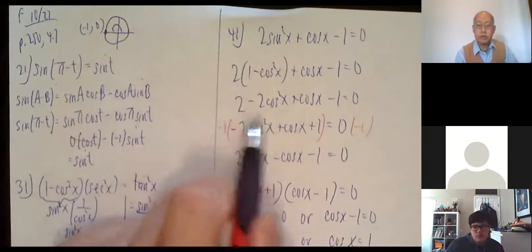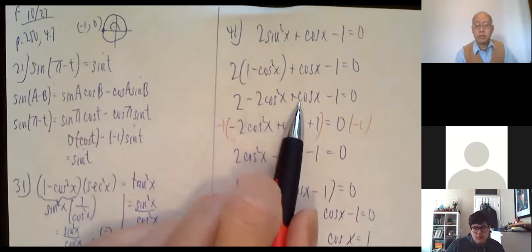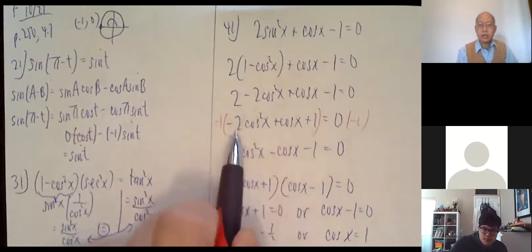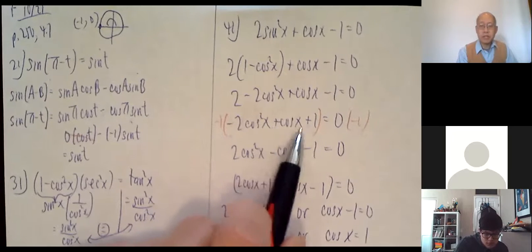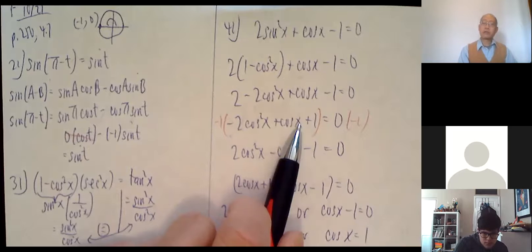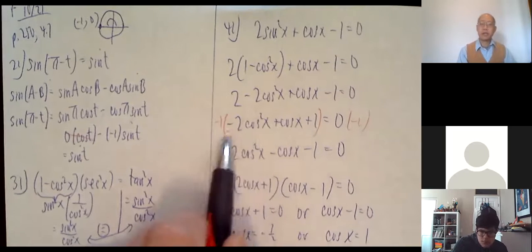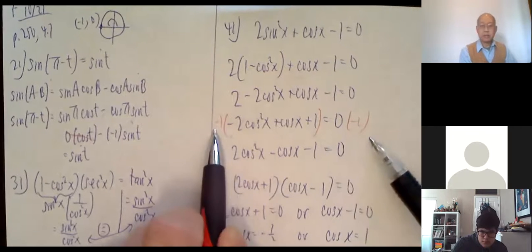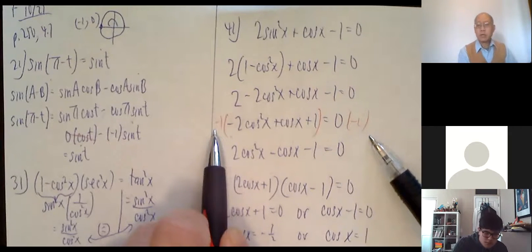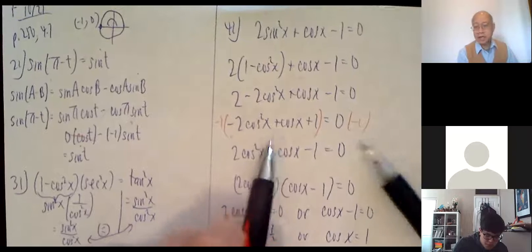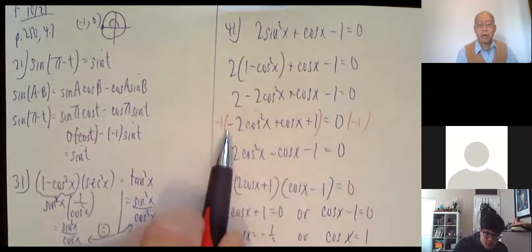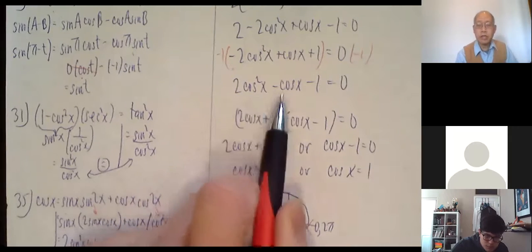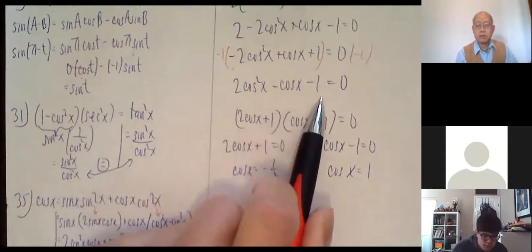Okay, so distribute: 2 minus 2 cosine squared x plus cosine x minus 1 equals 0. Let's see, 2 minus 1 is 1. So negative 2 cosine squared x plus cosine x plus 1 equals 0. This is a quadratic equation in cosine x. I usually don't like to have that leading coefficient be negative. So to make it positive, just multiply both sides by negative 1. All that does is change each of these signs, and 0 times anything stays 0. So positive 2, negative 1, negative 1. Okay, so 2 cosine squared x minus cosine x minus 1 equals 0.